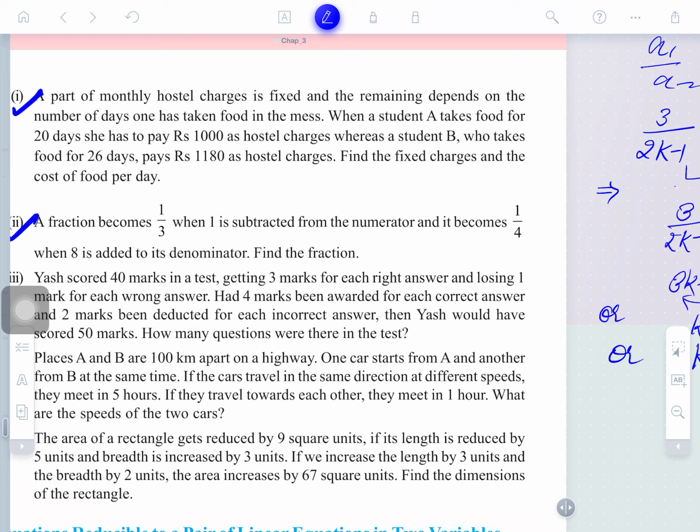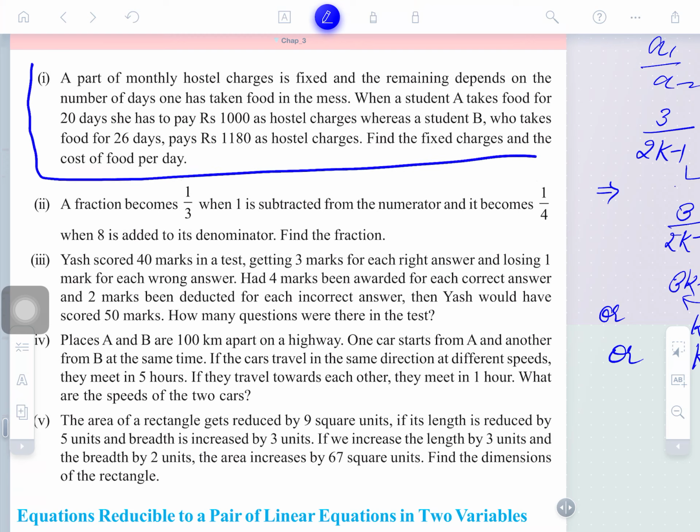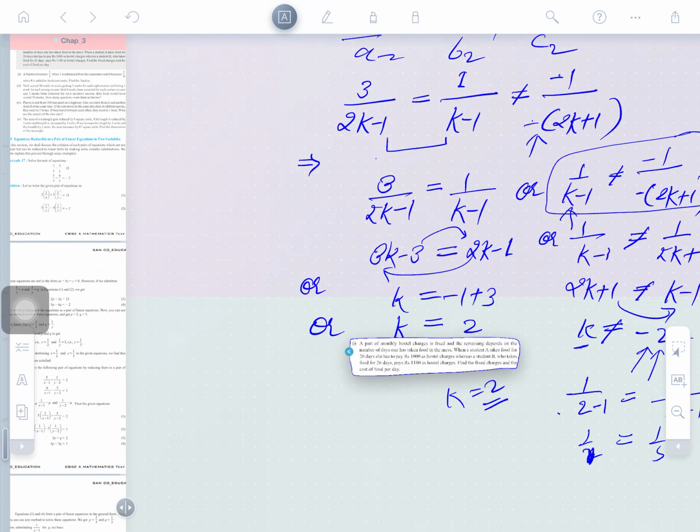A part of monthly hostel charge, okay, this is the question. However, I gave this as a home assignment. So is there any doubt in that question here? Part of monthly hostel charge is fixed? Yes, I am constructing the equation. You will solve this question. Is that clear guys? So have a look at what the question is. What the questioner is saying here, I am telling this.